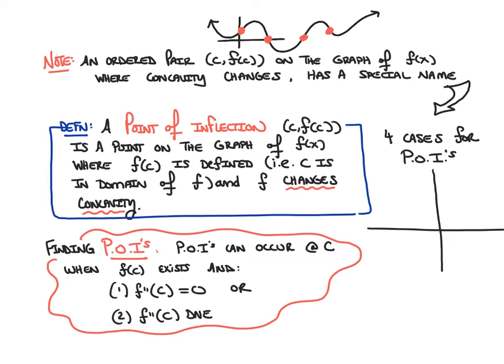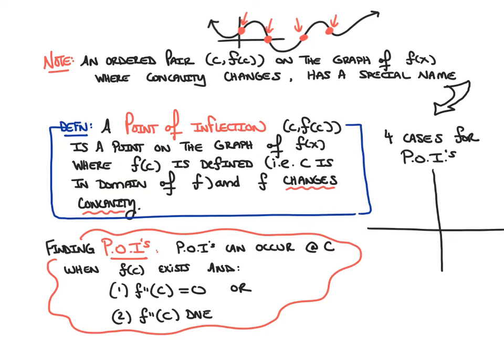These ordered pairs, so if you highlighted these ordered pairs, those have a special name. That's where the concavity changes, and we call those points of inflection. Those are the ordered pairs on the graph where the function, first of all, must be defined. So it needs to be in the domain. We don't want holes and asymptotes and things. And the concavity of f changes, so it goes from concave up to concave down.